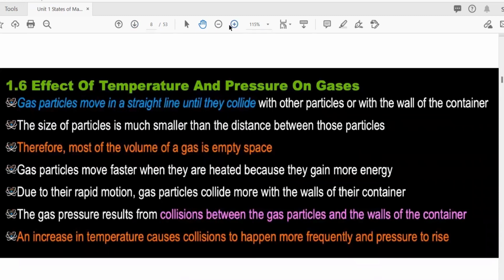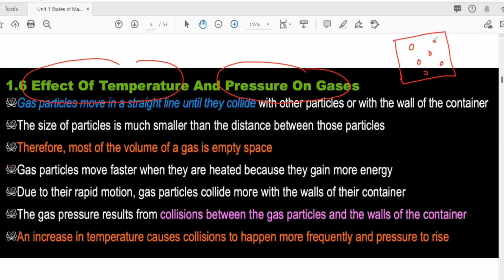Now we'll talk about the effect of temperature on the pressure of a gas. First of all, before we study the effect of temperature on a gas, we should know the pressure of a gas. What is the pressure of a gas? Very simple. Let's say this is a container. In this container, you have gas particles. These gas particles, you know, are always in random motion. When they are in random motion, they collide with the wall of the container and they also collide with each other because they are always moving.